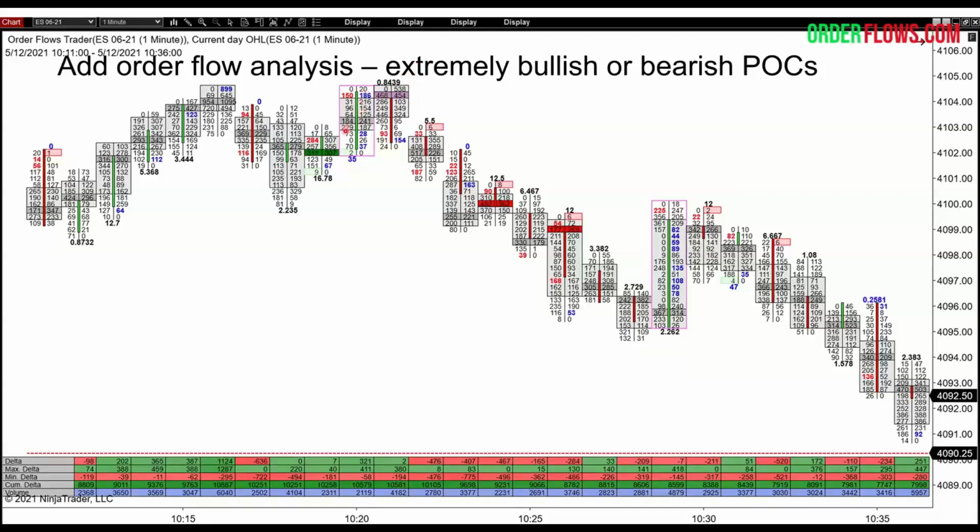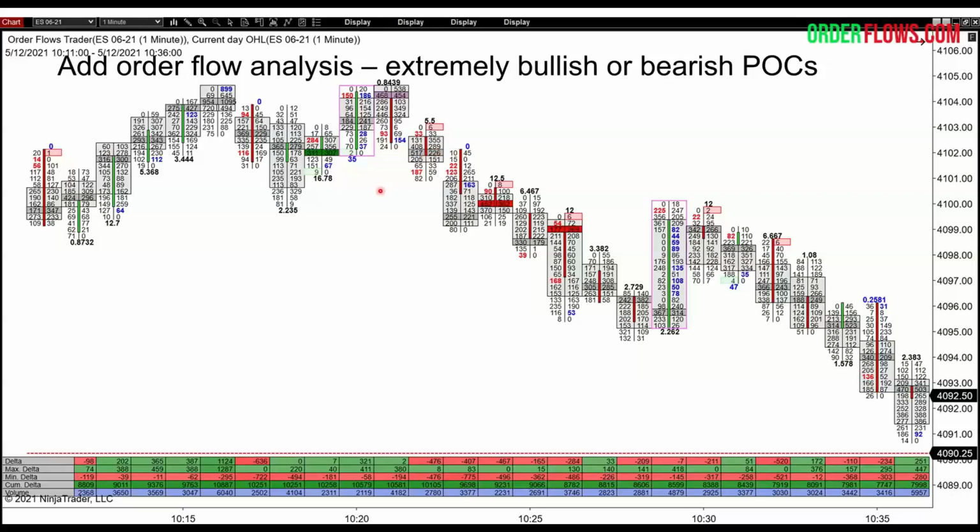So even if you're getting long in here, the fact that you're seeing negative POC, negative value area moves, and negative delta, tells you to get out of this trade. You don't need to let it stop you out. Even if you got long at 04 and you have a stop at 4,100, you don't need it to come all the way down. As soon as you see this negative information, you could manage your trade and get out at a smaller loss.